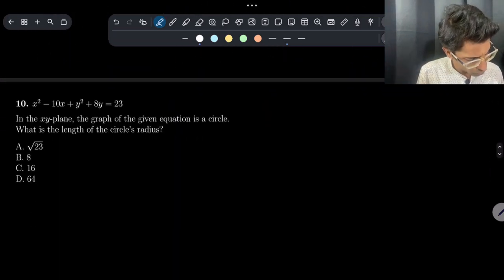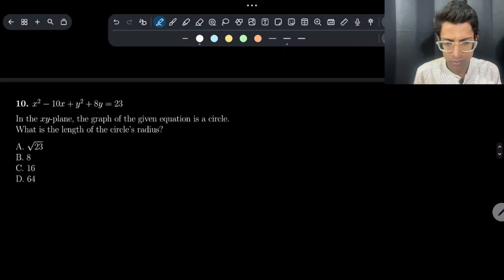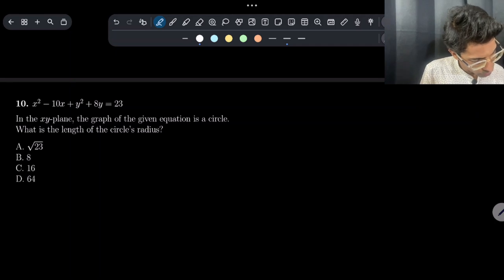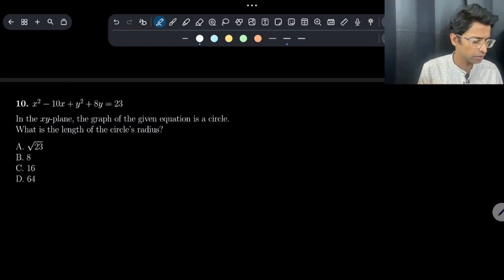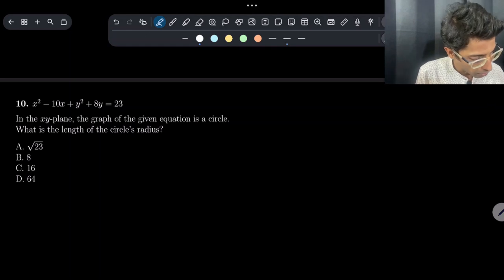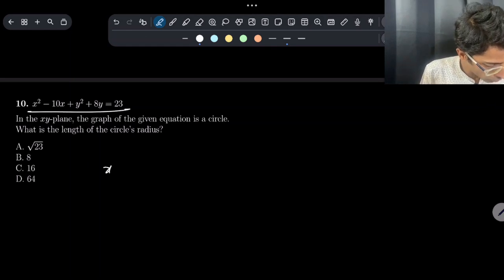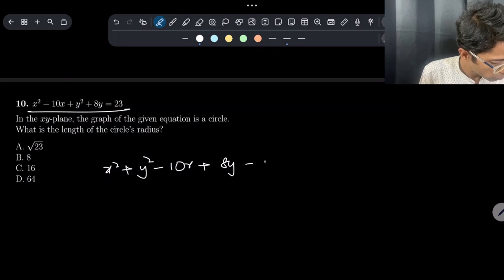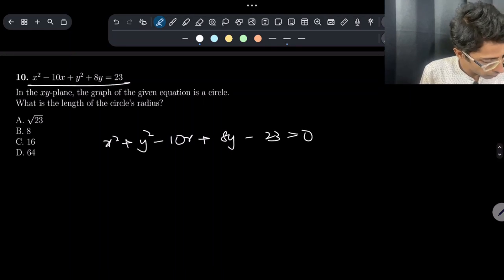So let's quickly go to the next problem. So here we go. x² - 10x + y² + 8y = 23 in the xy plane. The graph of the given equation is a circle. Okay, what is the length of the circle's radius? Again, don't do factorization and all that. Please follow the technique I have already told you, the trick. First of all, arrange this equation: x² + y² - 10x + 8y - 23 = 0. First find the center of the circle.